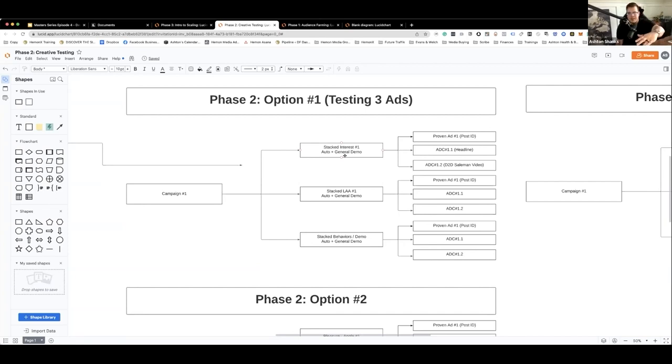And then ad set number 3 is your stacked behaviors. Those are those audiences you tested in phase 1, like small business owners, or maybe it's moms, or maybe people expecting, or people coming on an anniversary, whatever those behaviors are that are proven. That's ad set number 3.